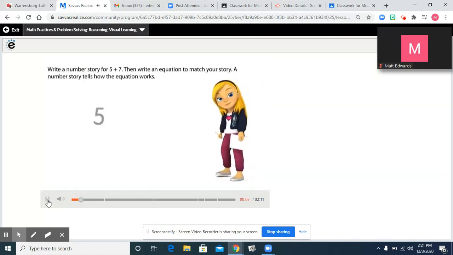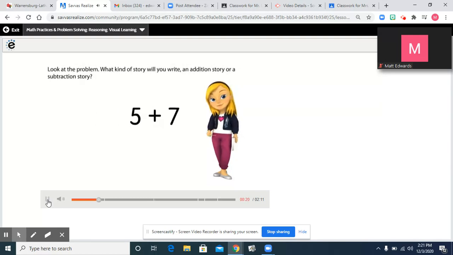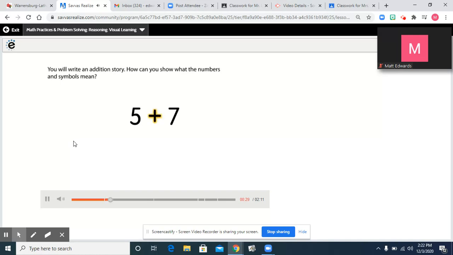Write a number story for 5 plus 7. Then write an equation to match your story. A number story tells how the equation works. Look at the problem. What kind of story will you write? An addition story or a subtraction story? Select your answer. Well, if you look at the sign that's in between the 5 and the 7, you know that that is a plus sign, which means this will have to be an addition story. You will write an addition story.